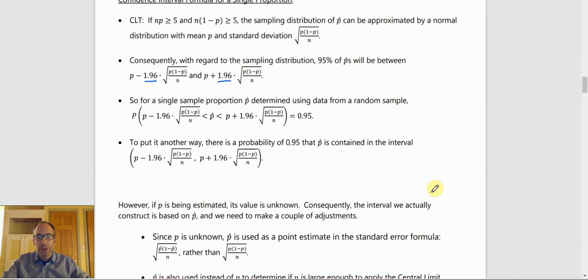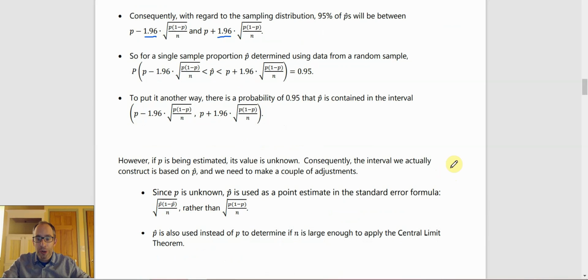However, you can't actually figure out these numbers because you don't know what p is, right? So this is true in theory, but we'll never be able to actually get this interval. So what we do is we construct the interval based on our one p hat. This is the big theory part here. We've got to use p hat, and that's all we know. We don't know what p is, so we've got to make a couple of adjustments.